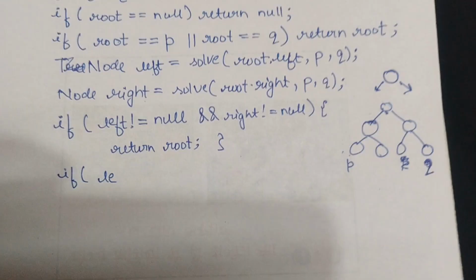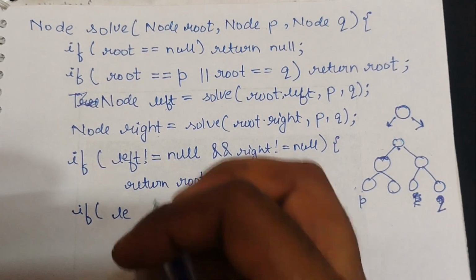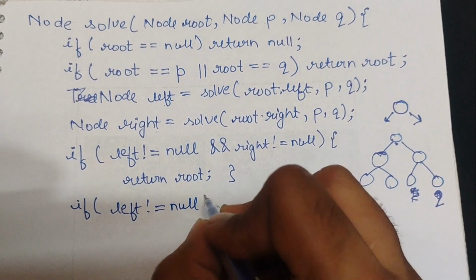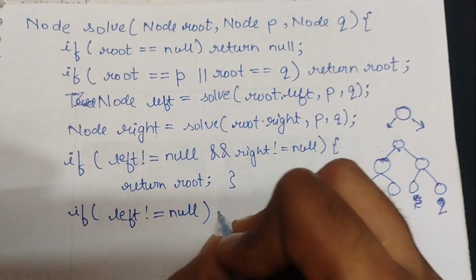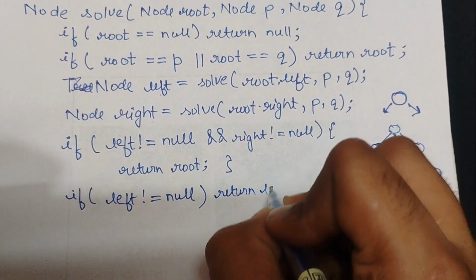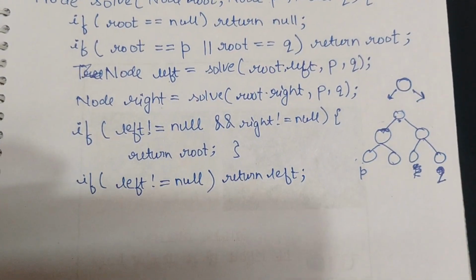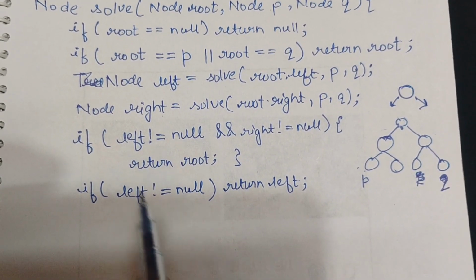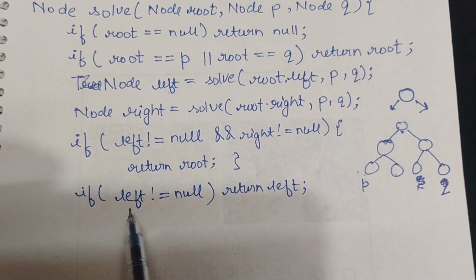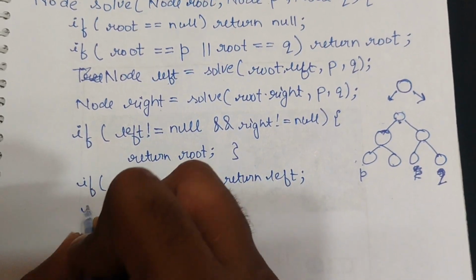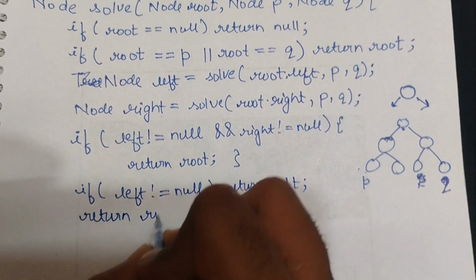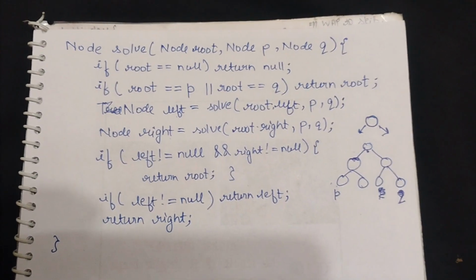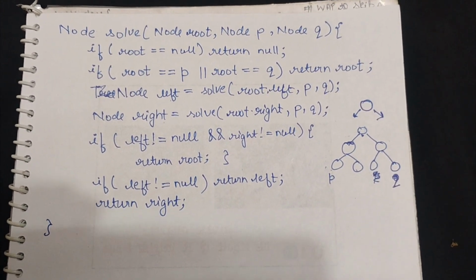In this case, another. If this is not the case, then any one of it is null. Like what if left is not equal to null? Okay, if left is not equal to null, then return left. And if it is not hitting this condition, and also it is not hitting this condition, then it must be the right is not equal to null. In that case, return right. Okay, so this is the code for LCA, the lowest common ancestor.